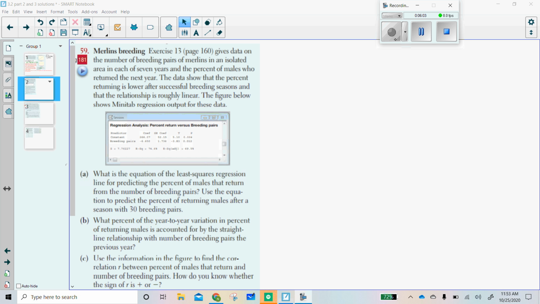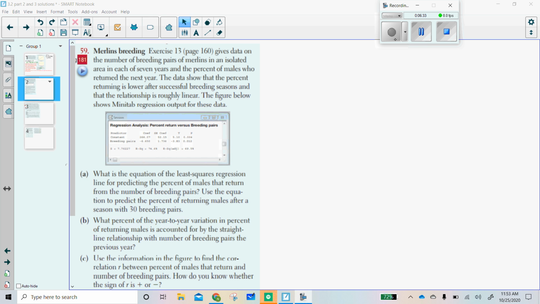Okay, this one's a little bit hard to see, but this is using one of those outputs. It says that exercise 13 gives data on the number of breeding pairs of merlins in an isolated area in each of 7 years and the percent of males who returned the next year. Talking about those birds. The data shows that the percent returning is lower after a successful breeding season and that the relationship is roughly linear. The figure below shows a Minitab regression output for these data.